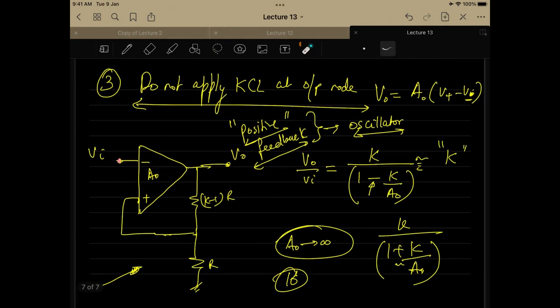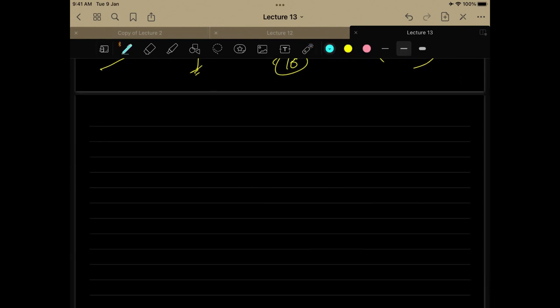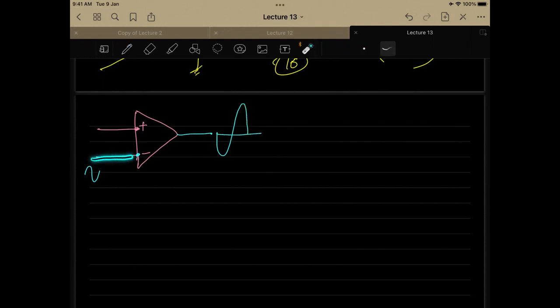Regarding positive feedback, let me explain one concept first. If I say this is an inverting amplifier, it means when you apply a signal at the minus terminal, the output will get amplified and will be 180 degrees out of phase. That's why we call this the inverting terminal, because it inverts the signal by 180 degrees and amplifies. That is a property of the amplifier.